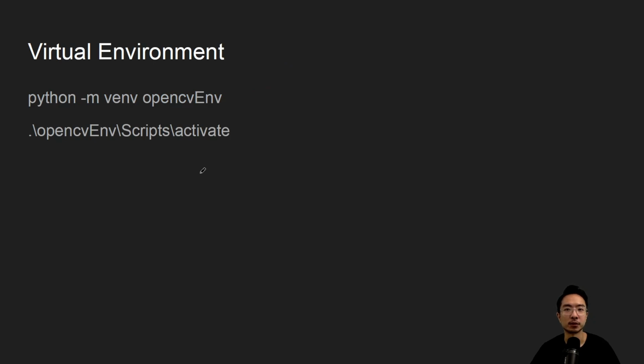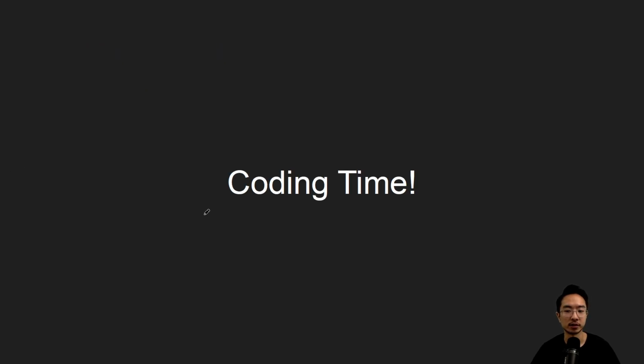And to set up your virtual environment, you would run the first command right here, python -m venv, and then this is the name of your virtual environment. I just call it OpenCV env. And then to activate it, you run this line of code right here to activate. Okay, so let's jump right into our code.